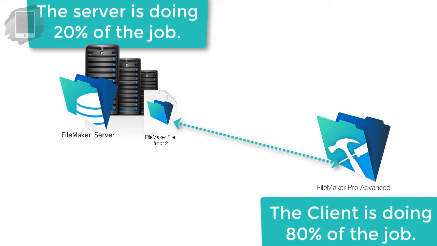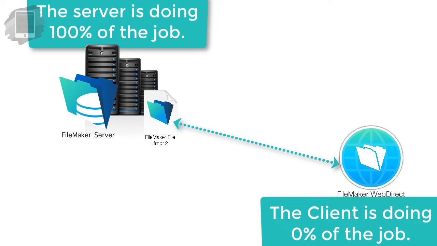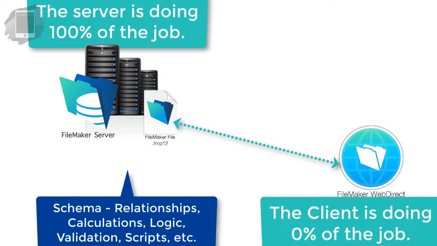That's why with a FileMaker Pro client and server, the workload on the server is not as bad in this configuration as with WebDirect. Because with WebDirect, nothing is performed on the client. Everything is performed on the server. Absolutely everything. Imagine that you have the schema: relationships, calculations, the logic, the validation, the scripts, everything is performed on the server.